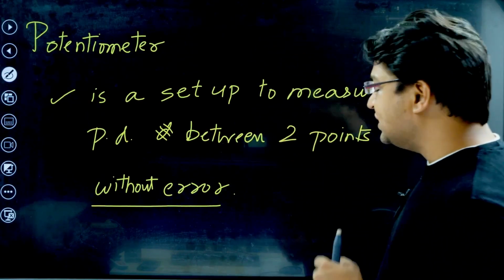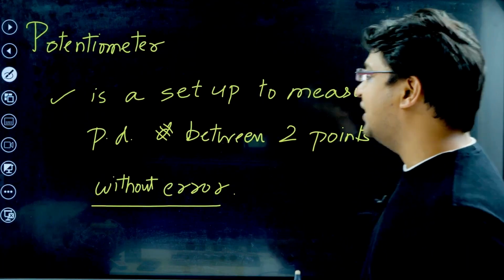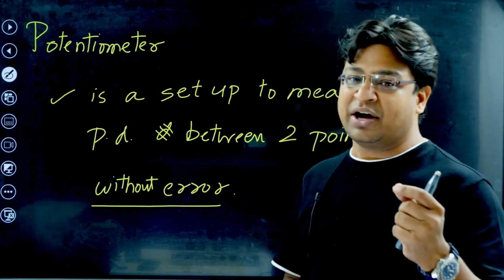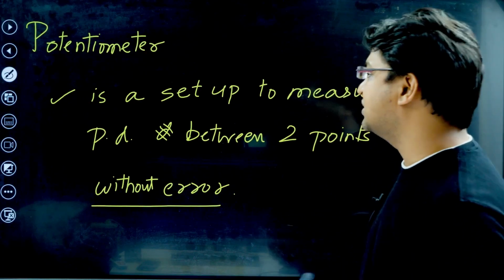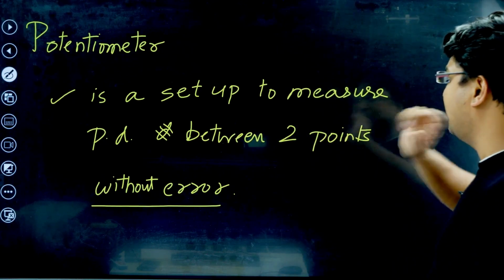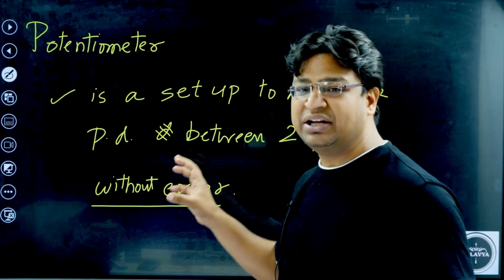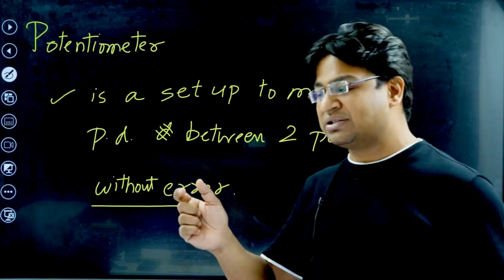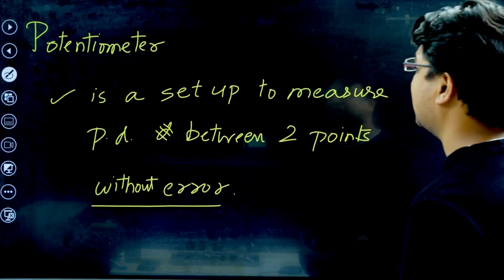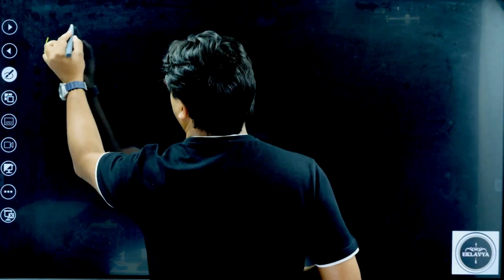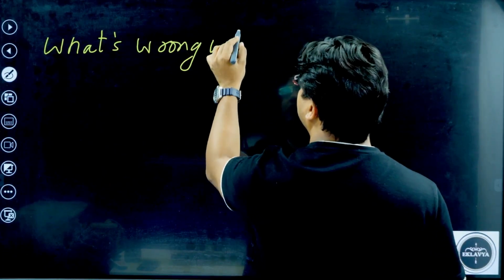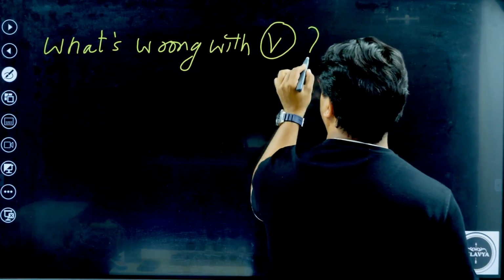All right, so I think it is imperative that we first understand what is wrong with the voltmeter. I'll spend some time on this, and then we'll start with understanding the potentiometer. So potentiometer is a setup that is used to measure potential difference between 2 points without error, or accurately. So basically, there is something that a voltmeter does incorrectly, and potentiometer gets rid of that thing. So let's understand what is that thing. We are now focusing on what's wrong with a voltmeter. Okay, let's try to understand this.